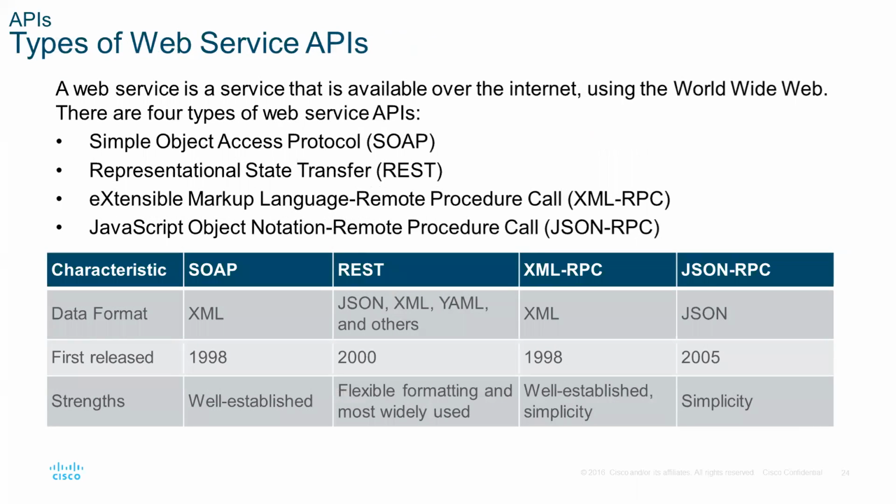So these APIs come in four main flavors: simple object access protocol, representational state transfer, extensible markup language remote procedure call, and JSON remote procedure call. These have all been available around the 2000 mark, JSON being the youngest, in 2005. So they're all fairly well established. REST has more flexible formatting compared to the others, but JSON has simplicity in its favour.